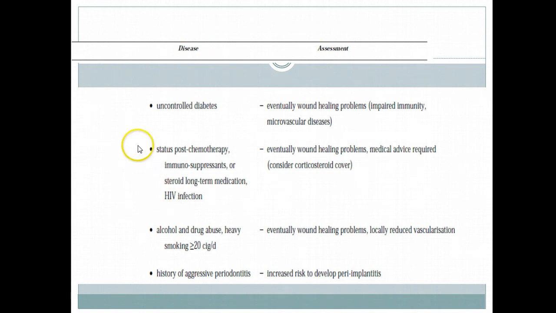Here's the other one. We talked about disease and assessment, and they talked about uncontrolled diabetes. That was one of them we discussed also. HIV in some cases because of the medication sometimes, but also the infection part of it. Patients are prone to infection if you're doing surgery. Alcohol, drug abuse. Then again, remember we talked about the cigarette greater than 20 had some type of significant risk when it comes to implant failure.